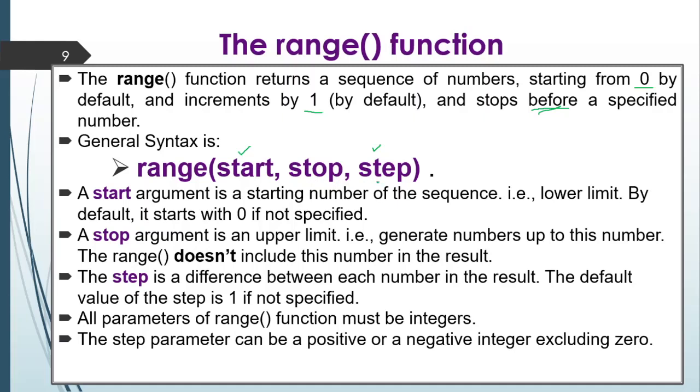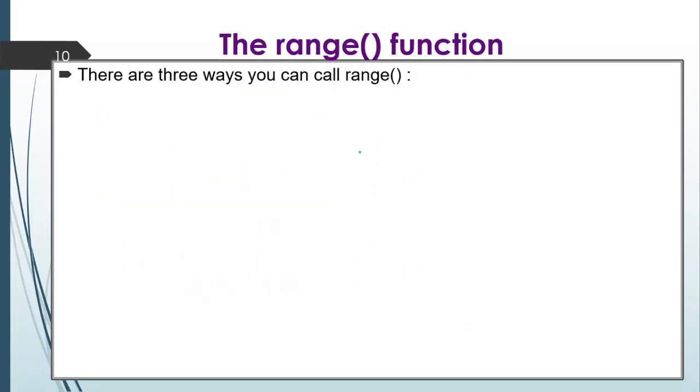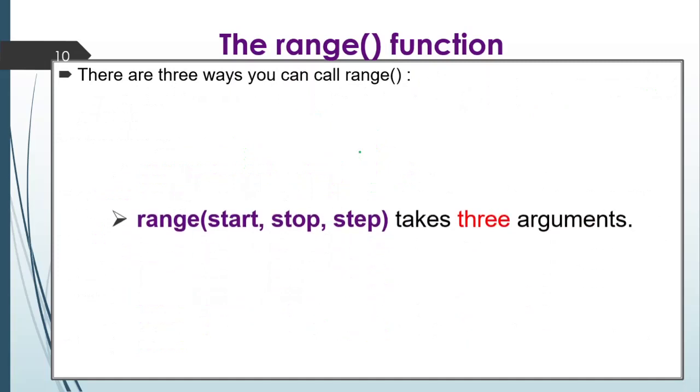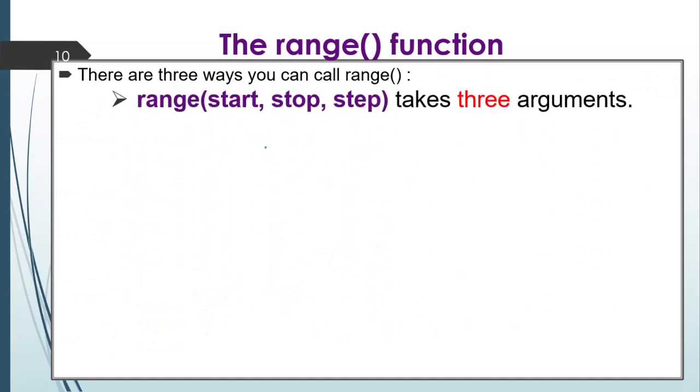By default, the step is 1, and we have to note that all the parameters of the range function should be integers. The step parameter can be positive or negative. If we want to display the sequence in reverse order, we can give the step as a negative number. There are 3 ways to call this range function. The first method is by giving all the 3 parameters: start, stop and step.